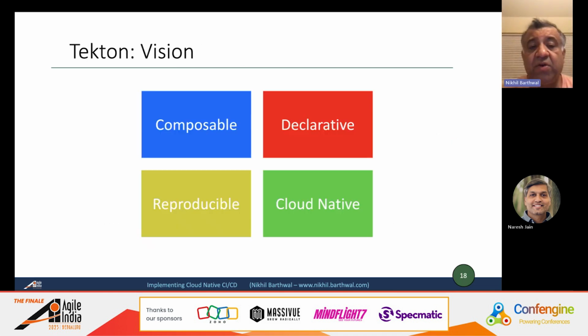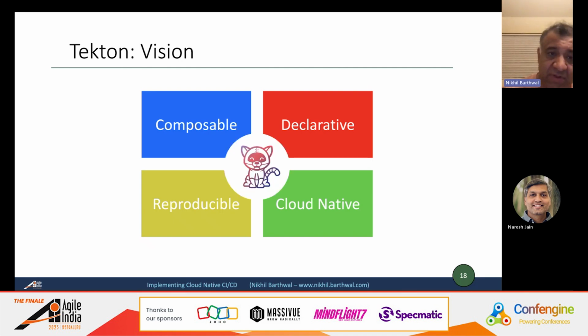The vision of Tecton. There are four key visions of Tecton that you have. If you go to the website, they describe it, but it's composable. You need to have pipelines and sub pipelines that you can glue together, so you can compose them to create a larger system. You need them to be declarative.